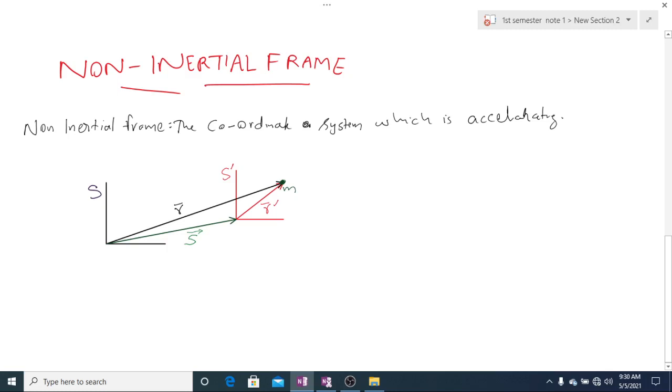Now let us consider two frames S and S prime. This is S prime, this is S. Now there is a mass here, both are connected. The position vector of this mass in S prime coordinate system is r prime, and its position vector in S coordinate system is r. If the instantaneous separation between these is s, now we can write as usual r is equal to s plus r prime. This is just vector addition. This is first vector, this is second vector, then its sum will be r.